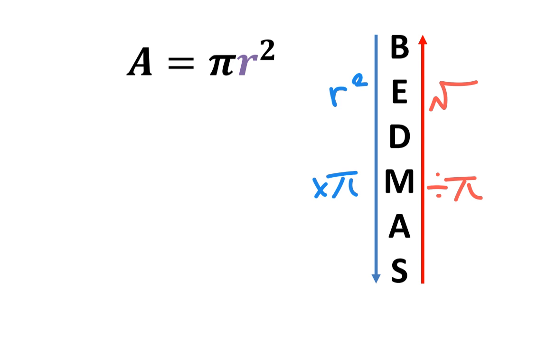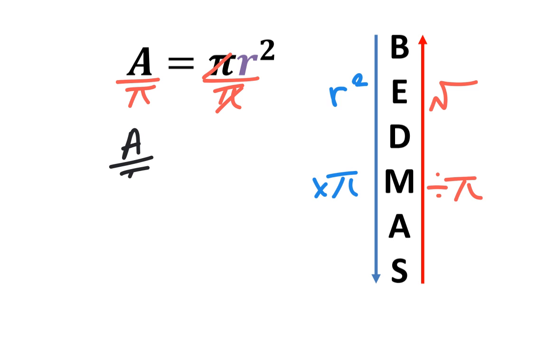When using BEDMAS, we usually move from the b all the way down to the s. But today, we're going to go the opposite direction. We're going to go from s all the way back up to b, which means we're going to start by dividing by pi. Over here, I'm going to divide by pi. Remember, a fraction is the same thing as division. And what you do to one side, you must do to the other side. And opposites cancel out. Multiply by pi is the opposite of divide by pi. Therefore, they're going to cancel out.